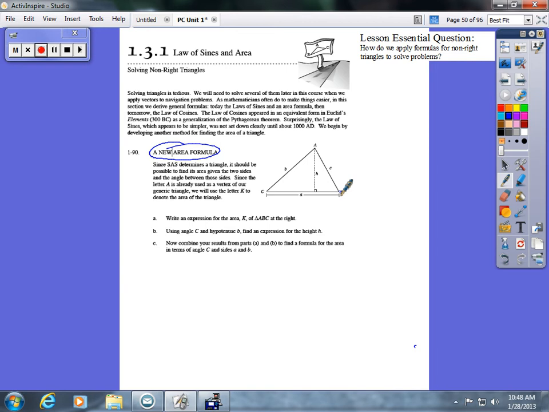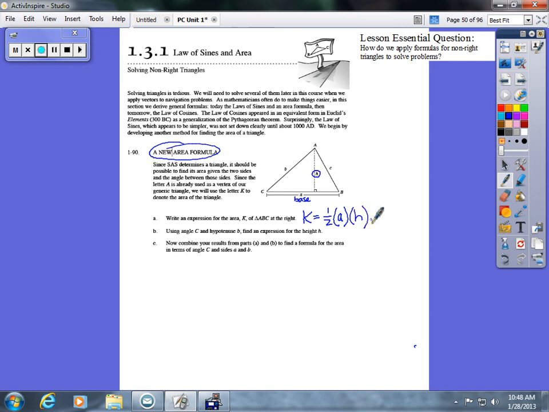Since the letter A is already used as a vertex of our generic triangle, we're going to use letter K to denote the area of this triangle. So we're looking for K. Writing an expression for K, the area of triangle ABC, pictured here. Okay, well, first of all, K is going to have to equal 1/2 the base, which in this case is little a, times h, which is the height.